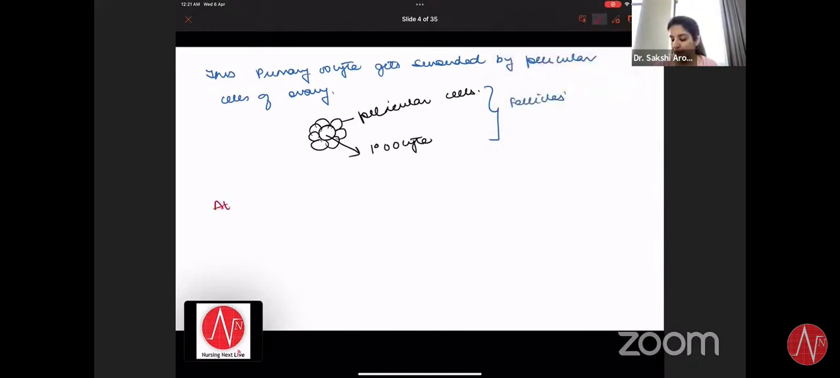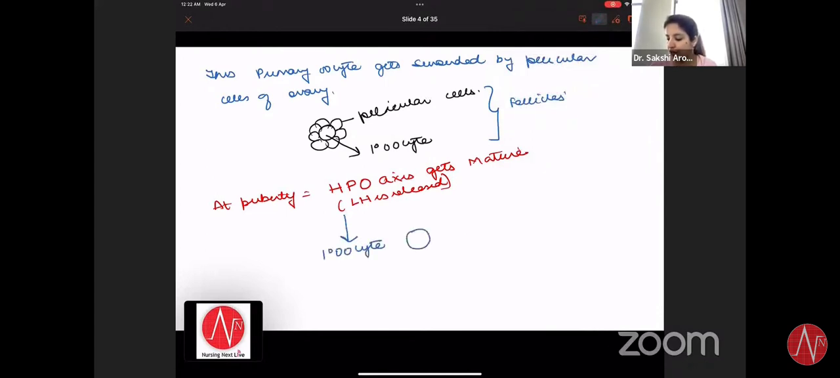Now at puberty, the hypothalamic pituitary ovarian axis, HPO meaning hypothalamic pituitary ovarian axis, gets mature, and hormone LH is released, which I'll tell you. All this I'm going to tell you just now in detail. And because of this, the primary oocyte will now get converted into a secondary oocyte, and the first polar body will be released.